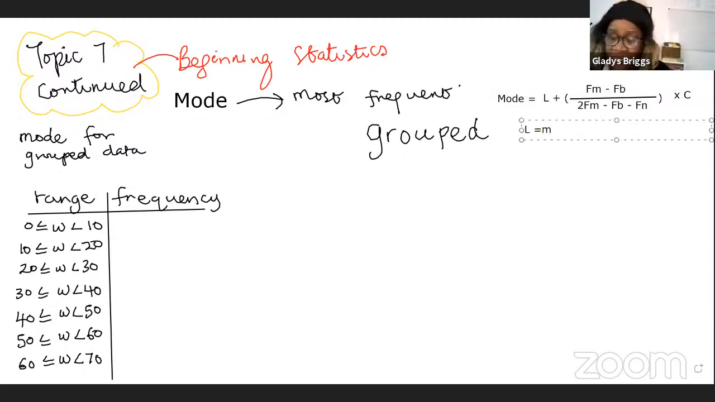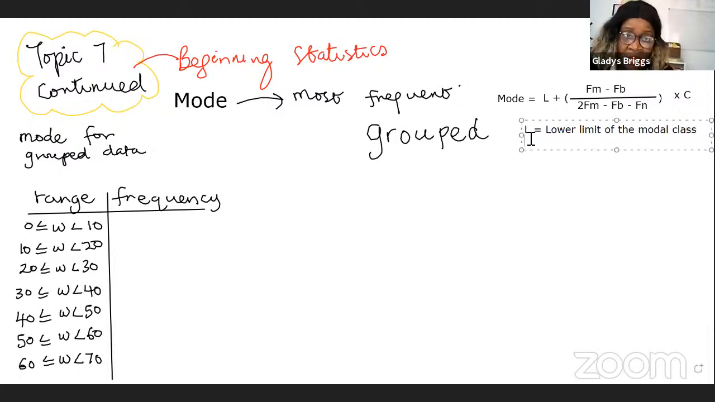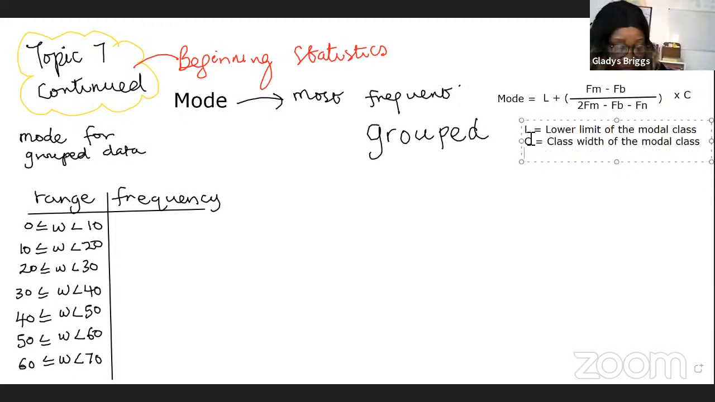L stands for the lower limit of the modal class. And C stands for the class width of the modal class. And FM stands for frequency of the modal class.